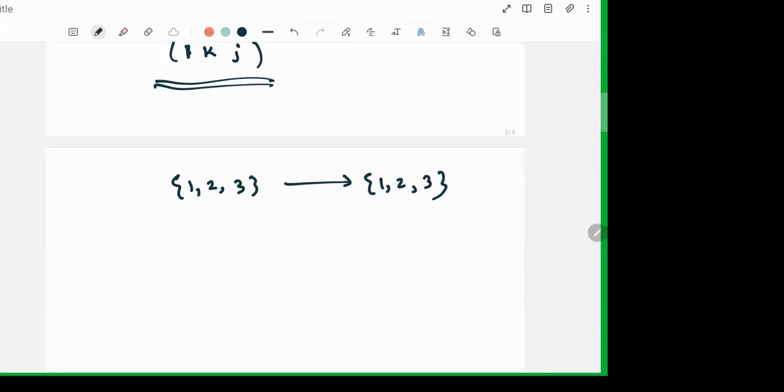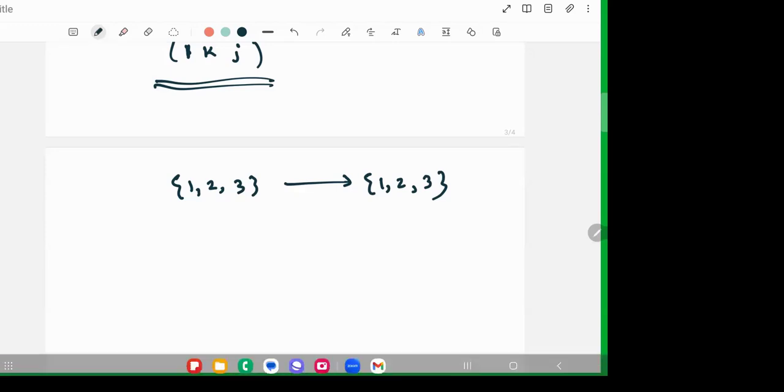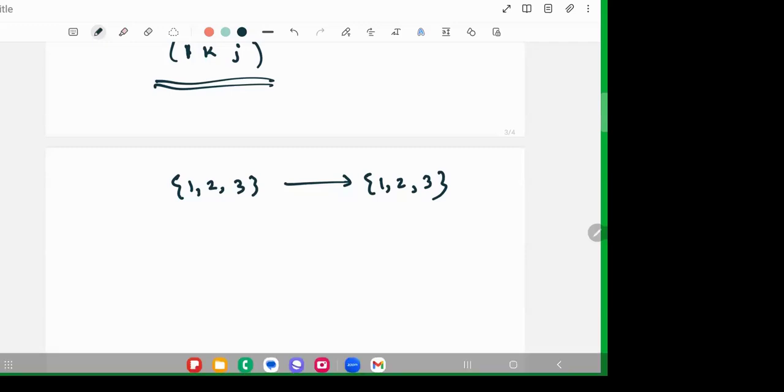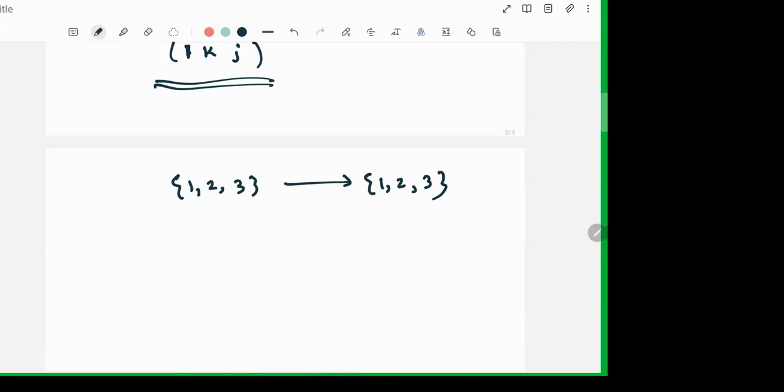Am I audible? Hello. My internet had some issues. So I am saying this is precisely n factorial. The first one has n choices, the second one has n minus one, the last one has one choice. So from this n set to n set, the number of bijective functions is n factorial.